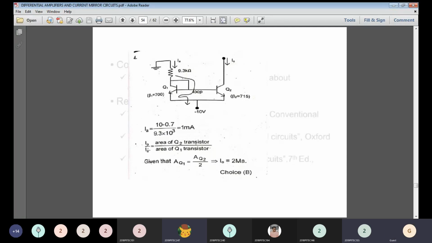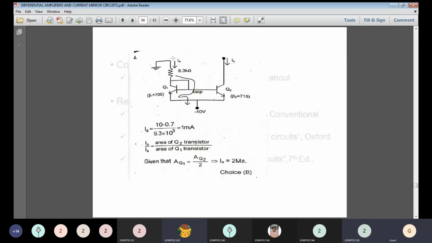What is the value of the output current? We should know the value of IA. IA is the reference current. For each and every different diagram, they will mention the value of the reference current. What is the value of the reference current here? Again, Ohm's law, V by R. What is the difference of voltage? 10 minus 0.7 divided by the resistance connected across it, 9.3 kilo ohm, that is 9.3 times 10 power 3. So the value of the reference current IA is equal to 1 milliamp.